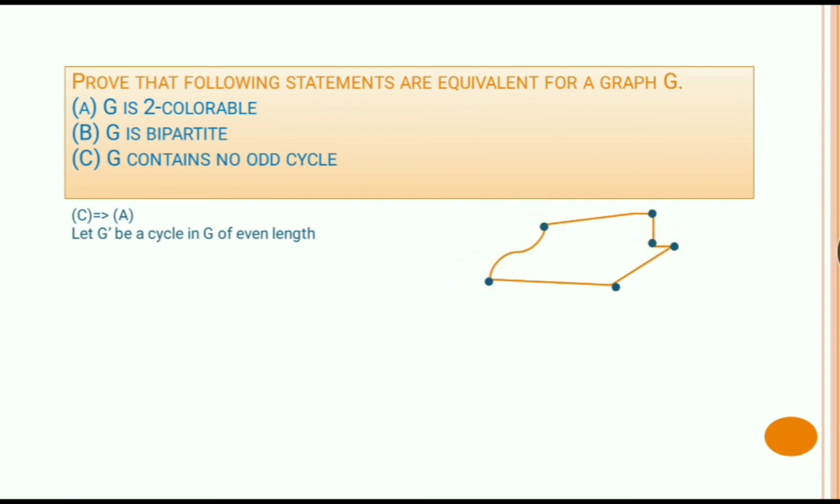So we have to prove that G is 2 colorable. We'll prove that this is 2 colorable. Let some vertex be colored red. We'll color one of the vertices of this graph G' red.